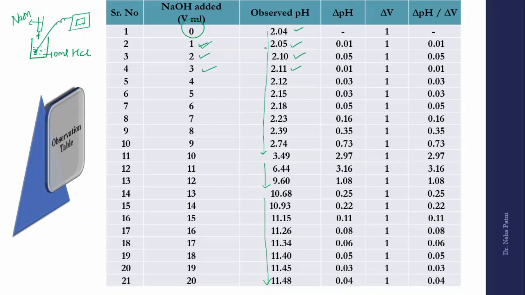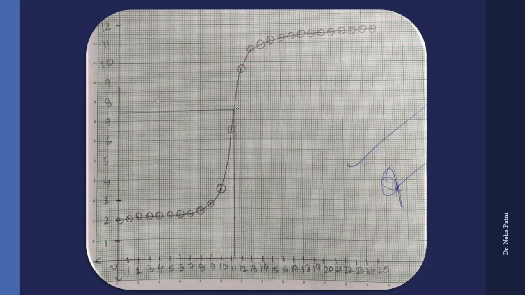Let me go to the next slide. I'll tell you why. See, this is observed pH and this is NaOH added. What we'll do is we'll plot these readings like this. So here you have a pH scale and here you have the volume of NaOH. So you have added around 1 ml, 1, 2, 3, 4, 5, 6, 7, 8, around 20 to 25 ml you have to take.